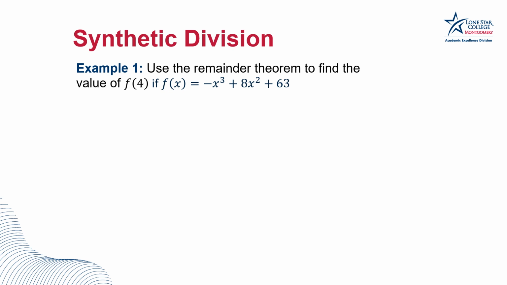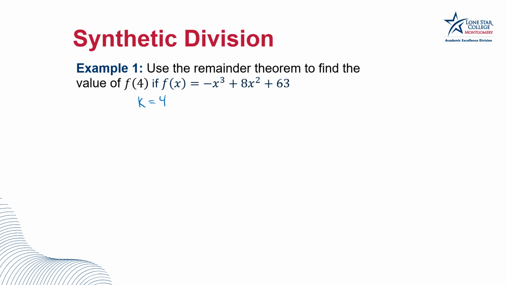Let's look at it in practice. We want to use the remainder theorem to find the value of f of 4 if f of x equals negative x cubed plus 8x squared plus 63. So instead of having to plug that 4 into our polynomial here, we can apply the remainder theorem. First, we need to identify that our 4 here is our k. So that's what we'll be using synthetic division with.